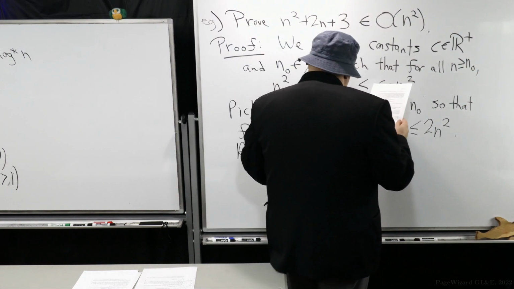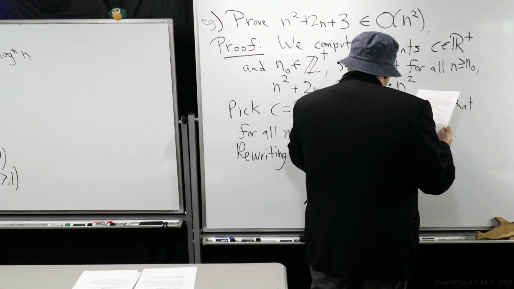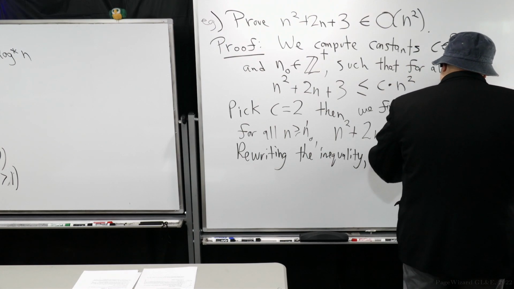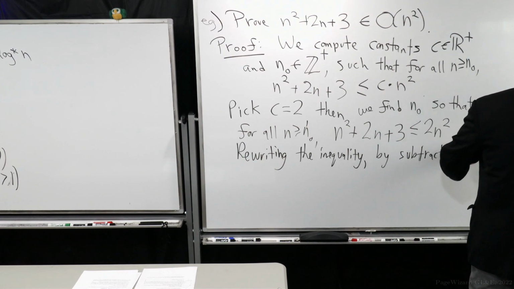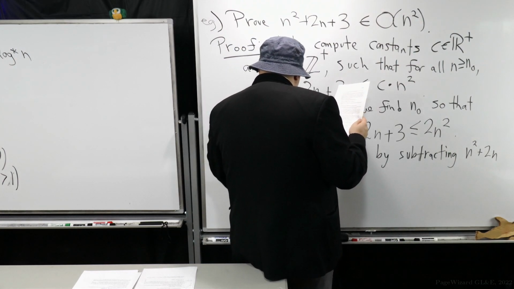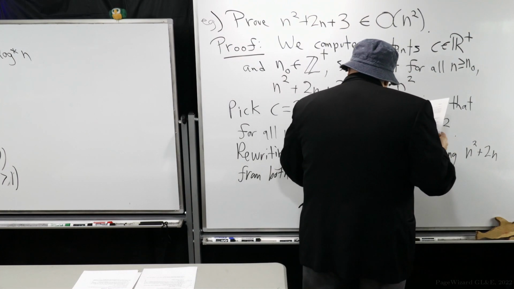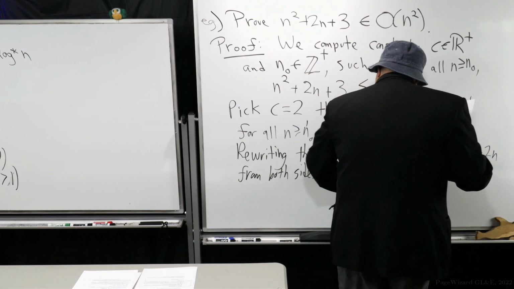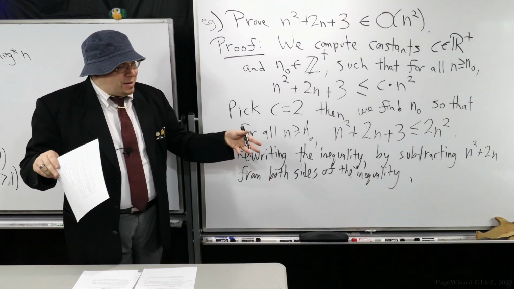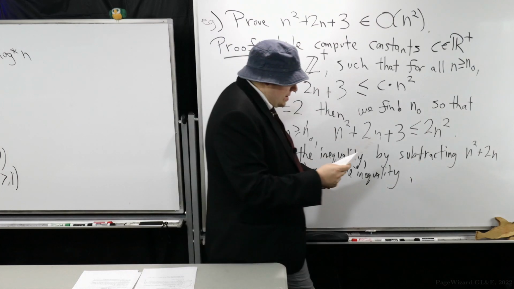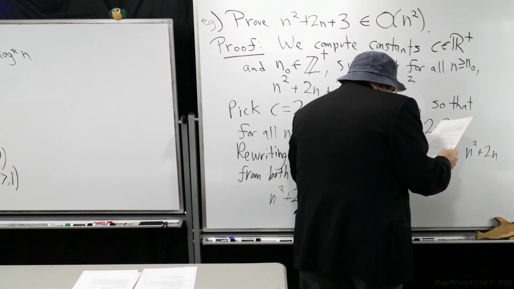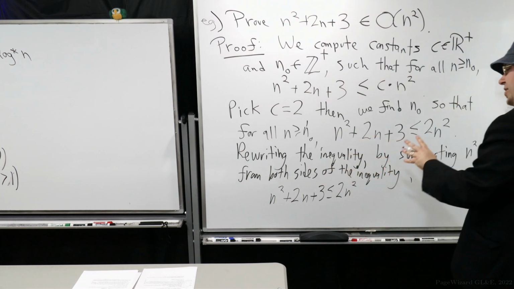So I'm going to rewrite the inequality by subtracting n squared plus 2n from both sides of the inequality. We get the following. So I'm just going to subtract that off of both sides. This is because I want to make it simpler for me to make some judgment call on what n0 should be. So what I'm saying is that n squared plus 2n plus 3 is less than or equal to 2n squared is for, and keep in mind, I have not specified a domain. I'm just rewriting the inequality.